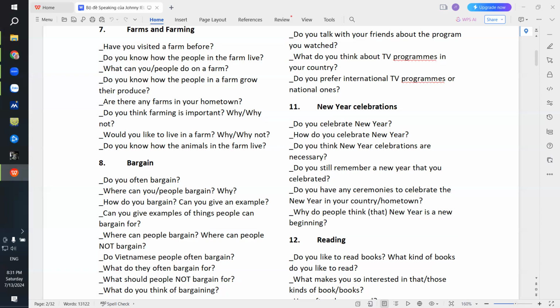So some people actually support abolishing, bãi bỏ, New Year celebrations. So, Ms. Jia, what do you think? Do you think New Year celebrations are necessary?